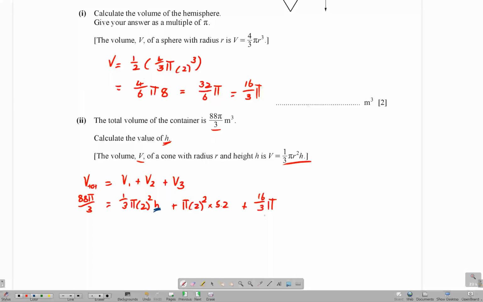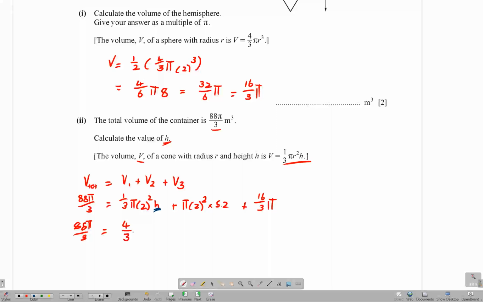We don't need to give our answer in terms of pi, so we can actually use our calculator to help us a bit for this question. But let's just simplify it a little bit. So we have 88 pi over 3. We'll leave this as is, and then this would be 4 over 3 pi h, just because this 2 squared is a 4, and we can multiply the two numbers.